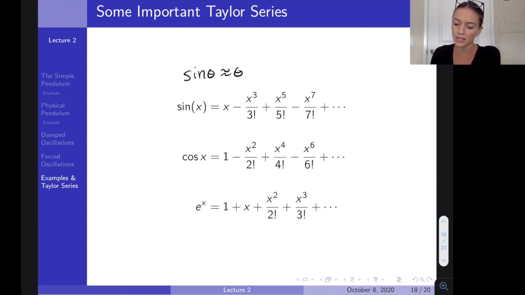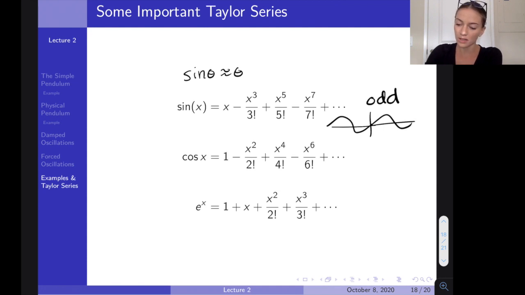Another interesting thing here is notice that all of the powers are odd. That's because sine is an odd function, right? When you graph sine, it looks like this. So sine is an odd function, so all of the terms in its Taylor series are odd.